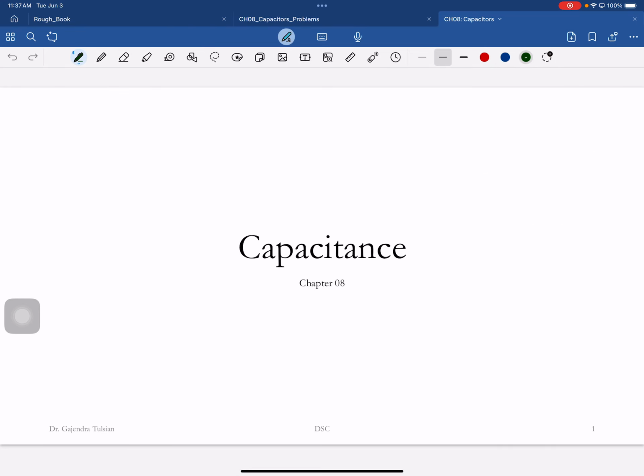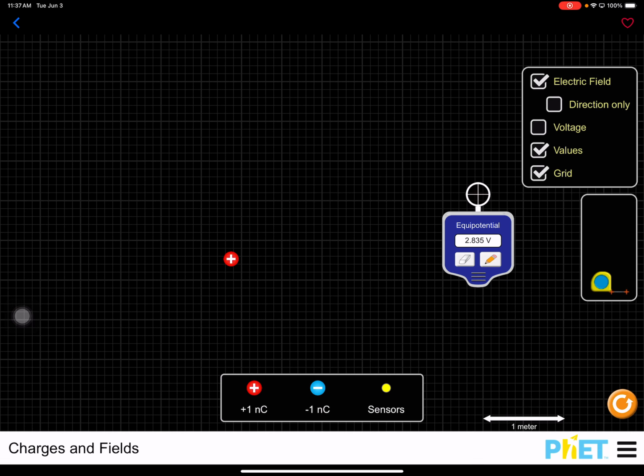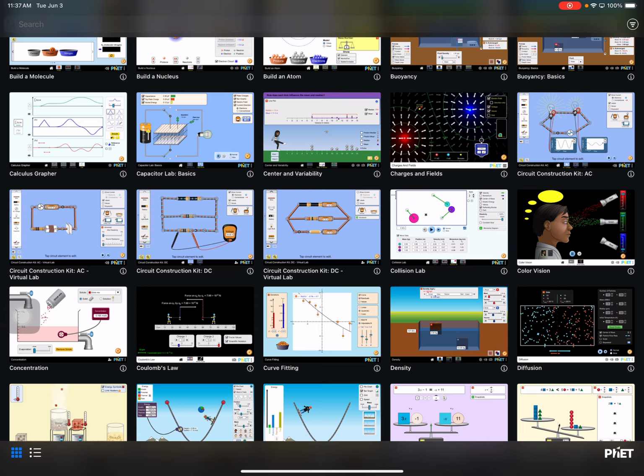All right, so we'll talk about capacitors today. Capacitance is their capacity to store energy. Okay, so let me show you. Let's start off by showing you how a capacitor works.